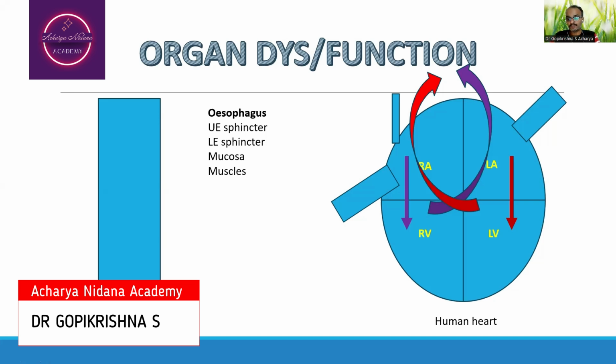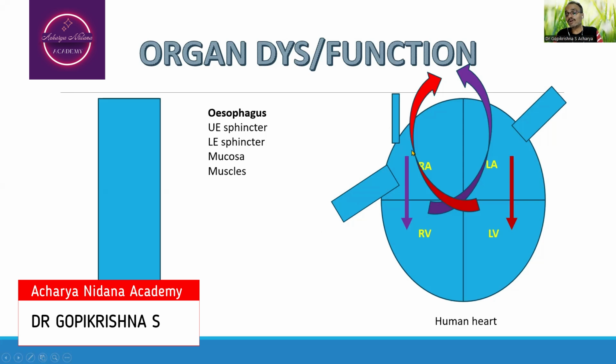When you think about the heart, it is a four-chambered one: right atrium, right ventricle, left atrium, left ventricle. The right atrium has a connection with the superior vena cava and inferior vena cava, whereas the left atrium has the connection with the pulmonary veins, the right ventricle has a connection with the pulmonary trunk, and the left ventricle has the connection with the aorta.